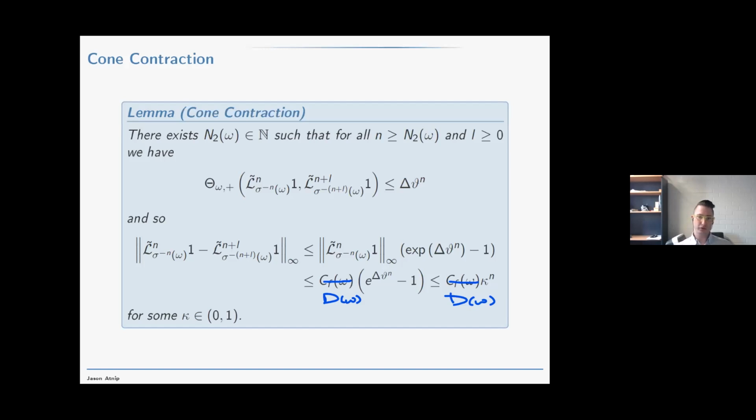And so what I was saying is summarized here in this lemma: depending on omega, if we find some n2 of omega, and we take little n bigger than n2 of omega and any positive L, then by going backwards in steps and then pushing forward in steps, so that we end up on the omega fiber, this sequence L^n of 1 from the sigma minus n fiber forms a Cauchy sequence, well, in terms of the theta plus Hilbert pseudometric on the C omega plus cone.